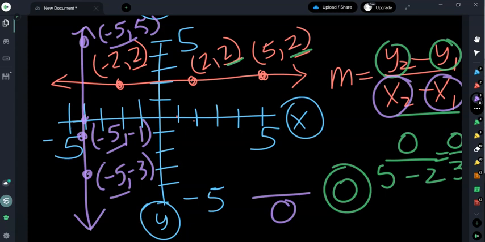So anyway, that gives you a basic idea of slope, positive, negative, 0, and undefined slope, how to calculate slope on the graph, and how to determine what kind of slope a line has based on the graph.